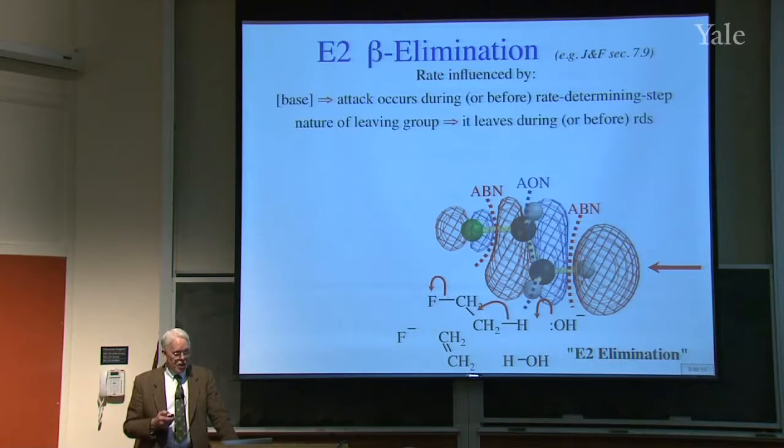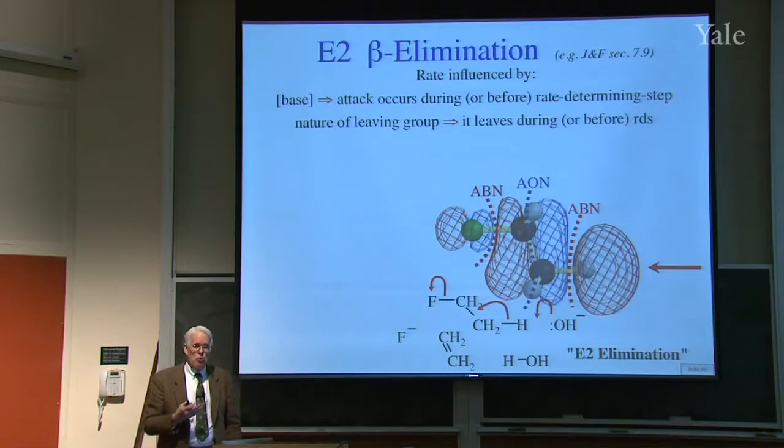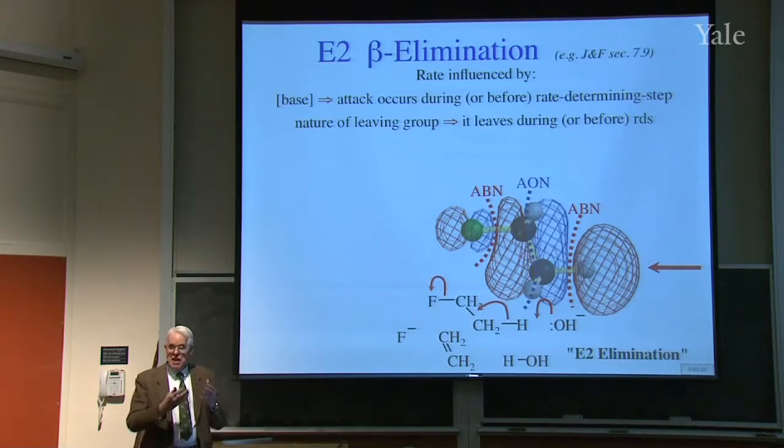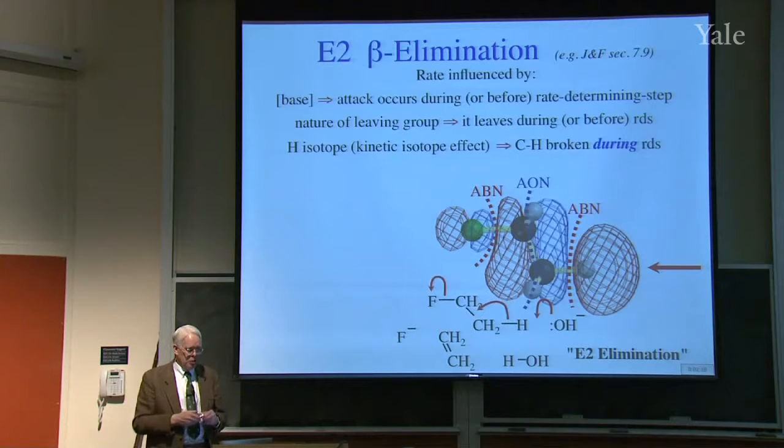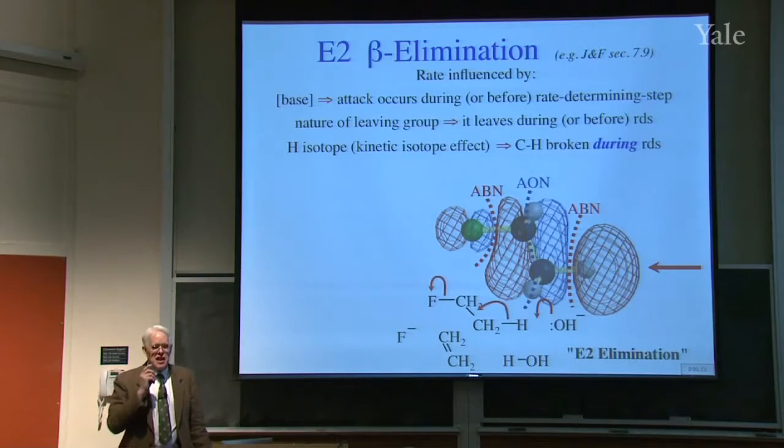It depends on the nature of the leaving group. A better leaving group reacts faster. So that means that the fluoride is leaving in the rate limiting step or before the rate limiting step, in a pre-equilibrium. There's a hydrogen isotope effect called a kinetic isotope effect. If you change hydrogen for deuterium, you change the rate. And this has special implication, as you can see here.